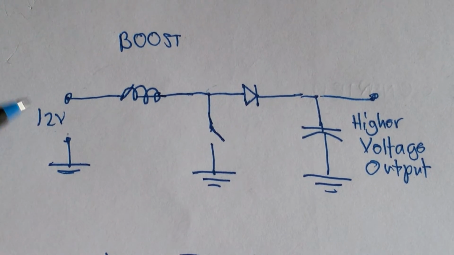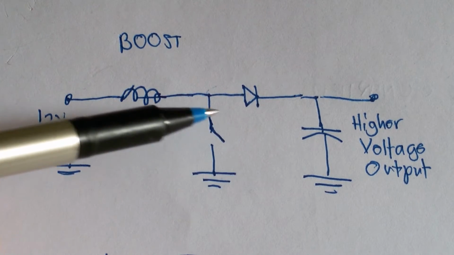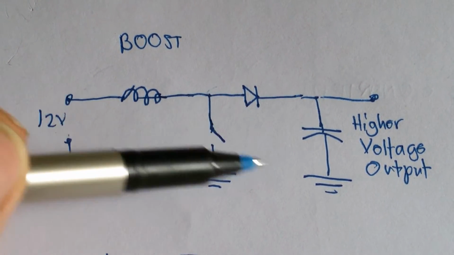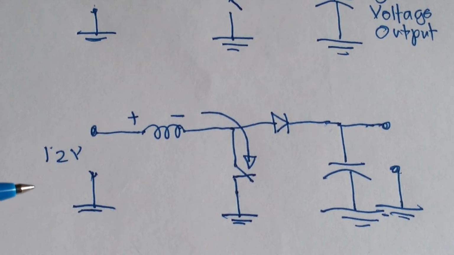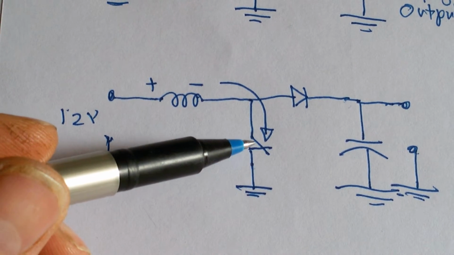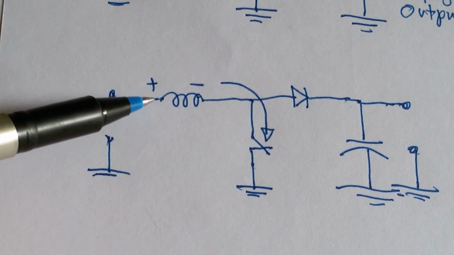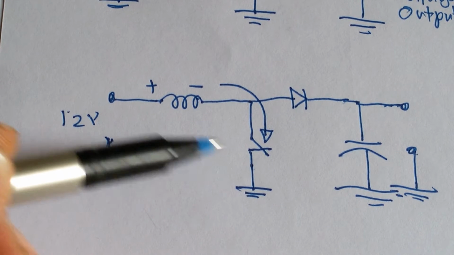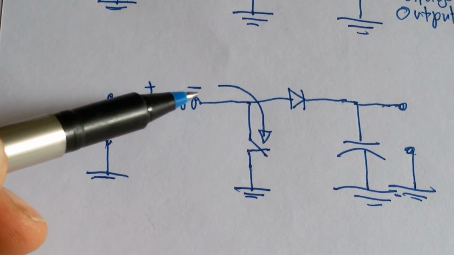You have, for example, 12 volts. You have an inductor, again a fast acting switch, a fast diode, and a capacitor. So how does this one work? In the closed state, during the closed action of your switch, your inductor is being charged from here, going to your switch, and observe the polarity of that. You have plus here and minus here.